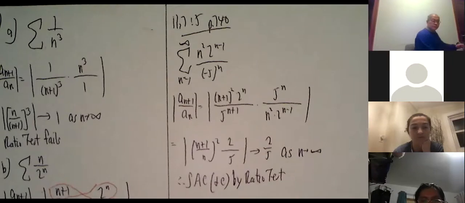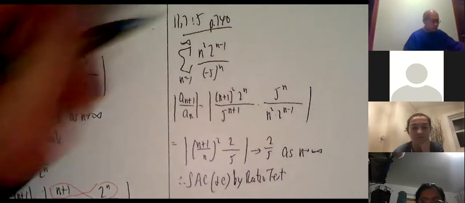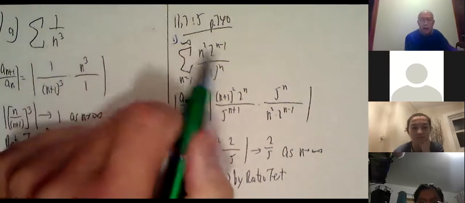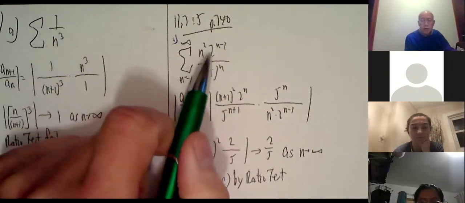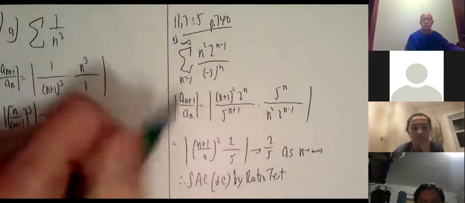Okay, so the first one, 11.7, and let me see if that looks like anything that we have here. And no, it doesn't. Okay, so this used to be my number 1. All right, anyway, there are powers here, so it looks like I'm going to do the ratio test. Okay, so we're in 11.7 now.